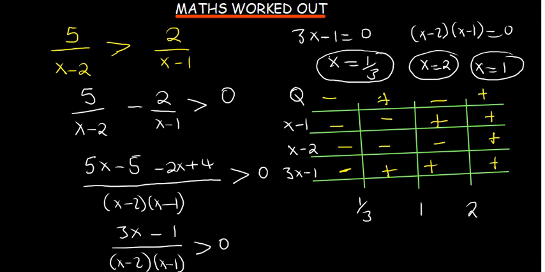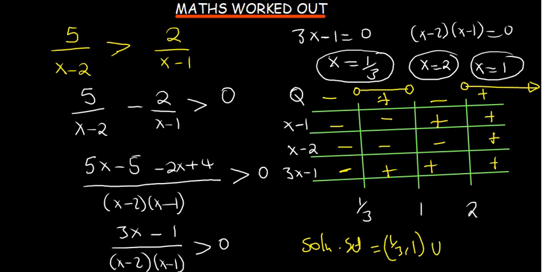Now we want where the function is greater than 0, meaning where the function is positive, starting from here up to here, and then starting from here to infinity. You can say I'm using an open circle because it's just greater than, not greater than or equal to. Therefore the solution set is going to be from 1 over 3 up to 1, union from 2 up to infinity.